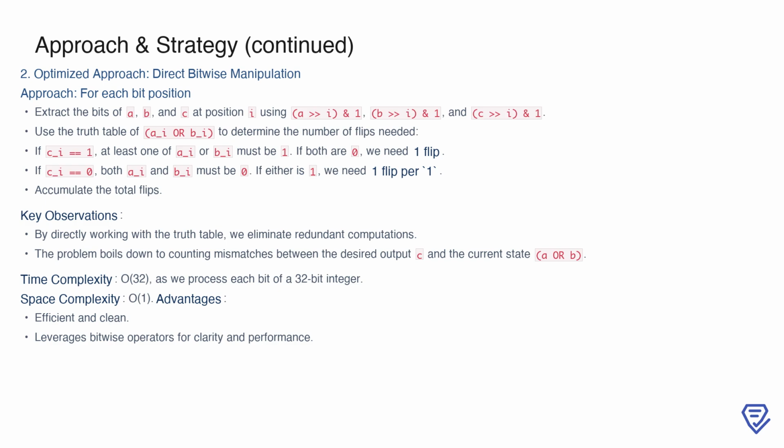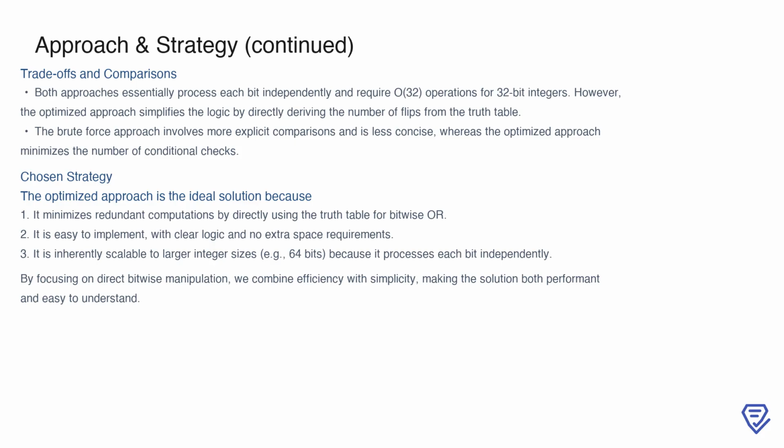This approach is also O(32) in time complexity and O(1) in space complexity, but it's more efficient because it eliminates redundant checks and leverages the clarity of bitwise operators, making the logic easier to follow. Both approaches process each bit independently and require 32 operations for 32-bit integers, but they differ in their execution. The brute force method, while effective, involves more explicit comparisons and slightly less concise reasoning. In contrast, the optimized approach simplifies the process by directly using the truth table for A OR B and deriving the flips needed in a streamlined manner. This reduces the number of conditional checks and improves clarity.